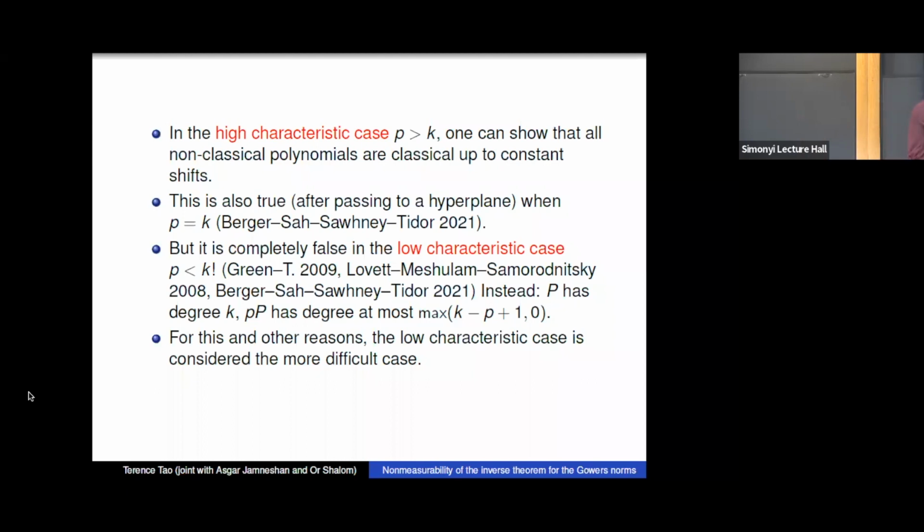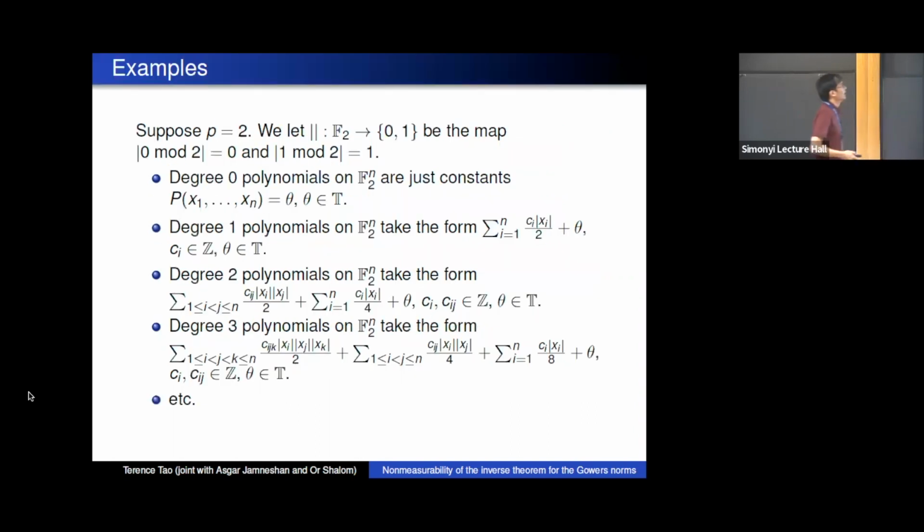Okay, so the general expectation is that the low characteristic case is hard. Even though F2 has lots of convenient features, there's a trade-off in working in F2. There are good things and bad things about F2. But for what we do, the low characteristic case is harder.